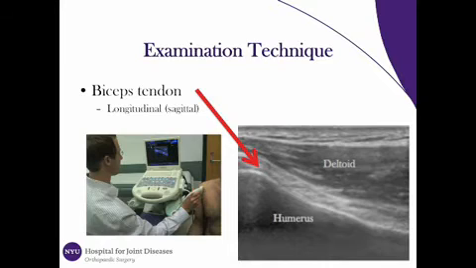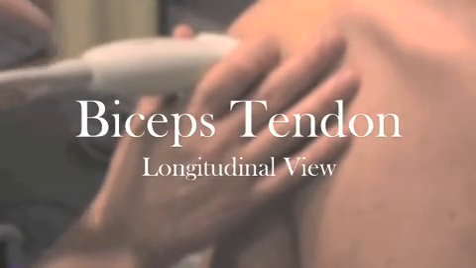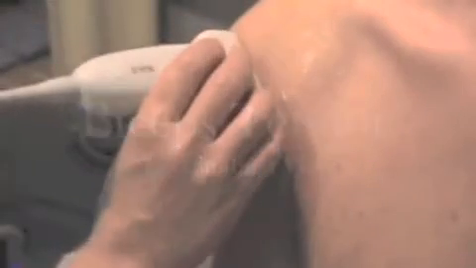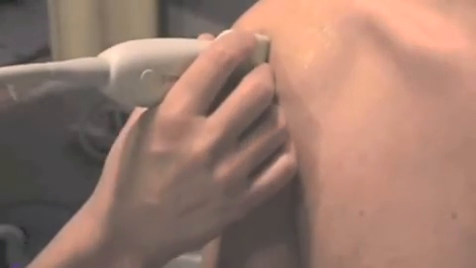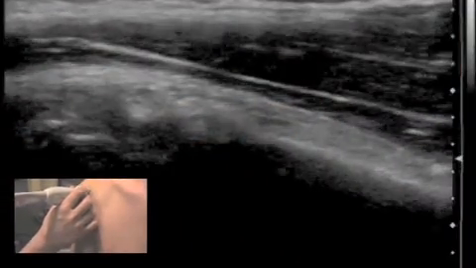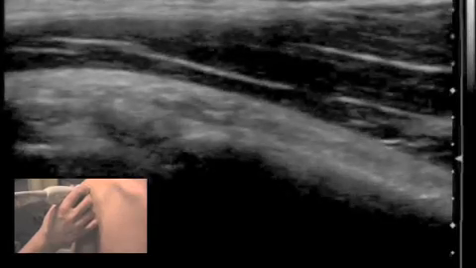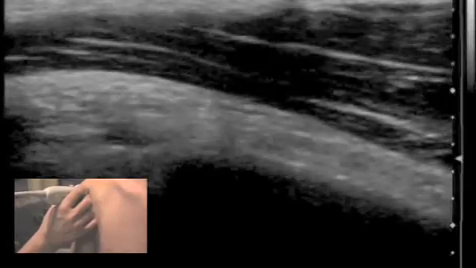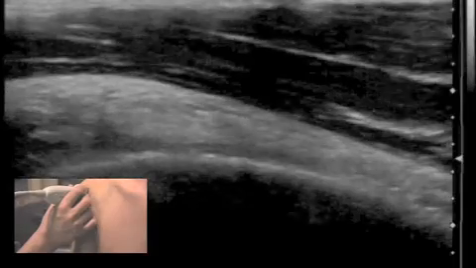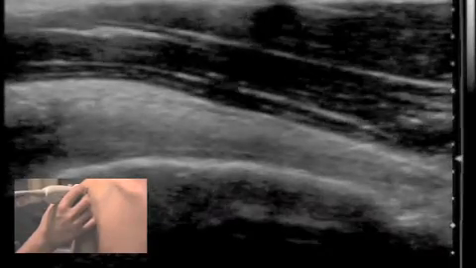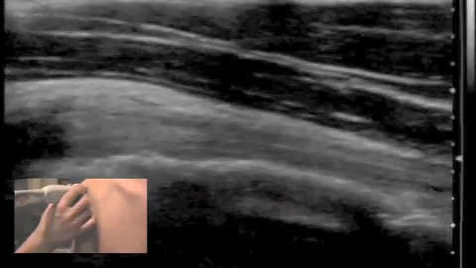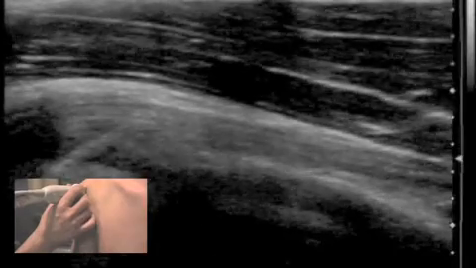The following video will demonstrate the appropriate technique. To image the biceps in the longitudinal plane, the probe is rotated 90 degrees. This produces a longitudinal view of the biceps tendon as it lays in the bicipital groove. The probe is kept at the level of the bicipital groove and is steadied with contact of the middle, ring, and small fingers to the shoulder. The image obtained should clearly demonstrate the biceps tendon between the humerus and overlying deltoid muscle.